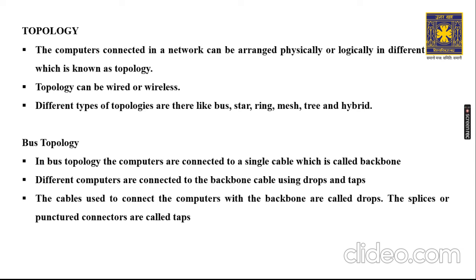Now let us start with bus topology. In bus topology, computers are connected to a single cable. That is also called a backbone. Different computers are connected to the backbone cable using drops and taps. These are the terminologies used for the devices that are used to connect your computer with the backbone cable. Cables used to connect the computers with backbone are called drops. So drops are actually the cables. Splices or punctured connectors are called taps, where each computer is placed. You need to puncture that, and that is called tap. So let us go to the next slide.